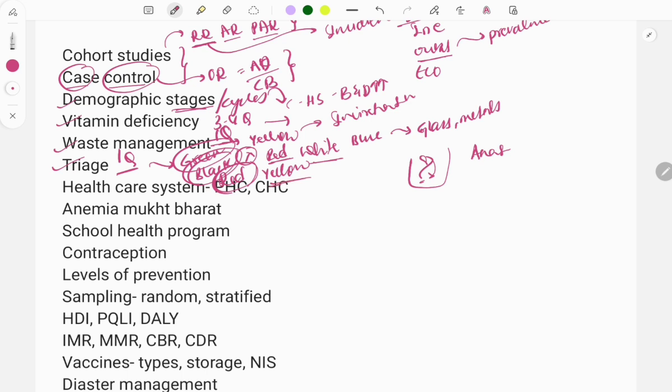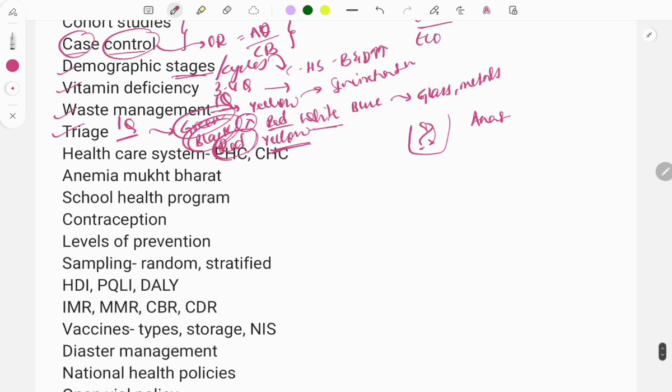Okay, so the question pattern can be anything. The pattern can be anything, like they can ask red color belongs to which, or green color belongs to which, or they can give that a patient has a fracture and which category he will fall into, so he will fall into the yellow category.